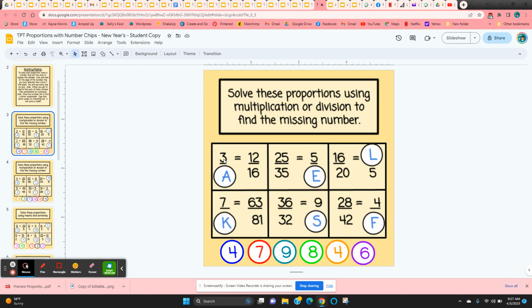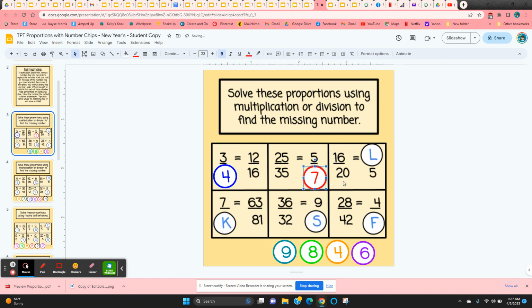So for the first one, we know that we multiply 3 times 4 to get 12. So what number would they multiply times 4 to get 16? That would be the number 4. So they just click and hold on the edge of the circle, and then they can move it where they need to. So divided by 5, that would make this a 7.